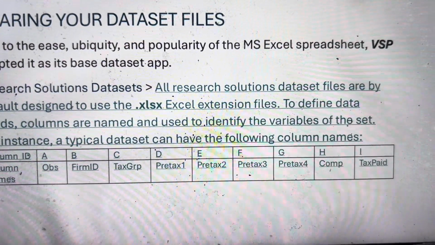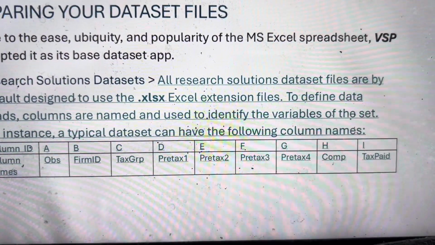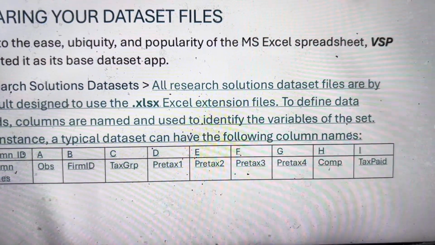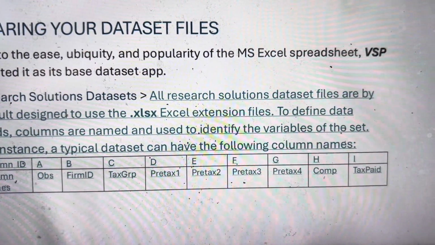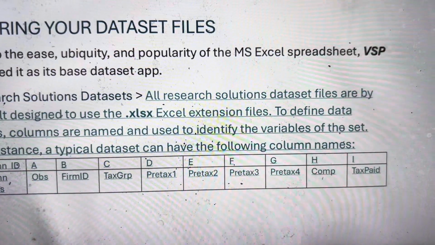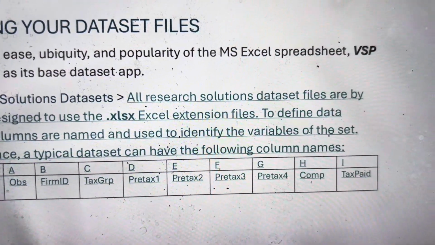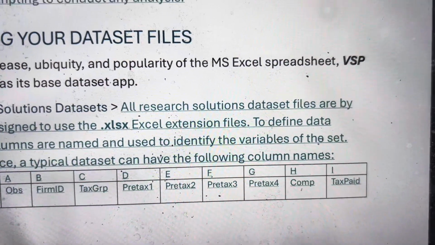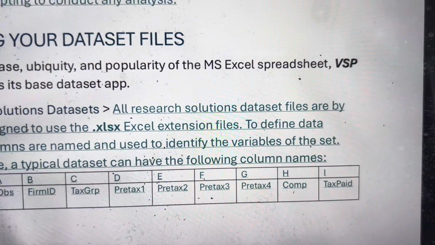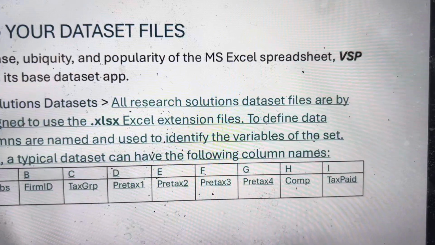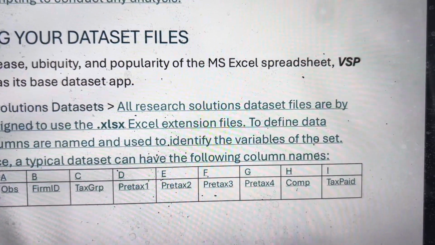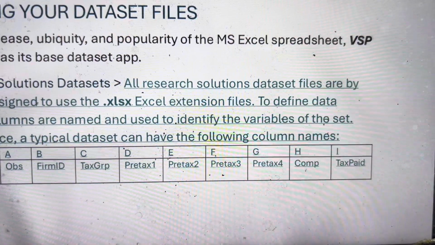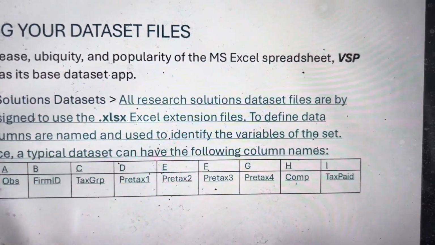The fourth column is D, and that is for pre-tax 1. Fifth column is pre-tax 2. Sixth column is pre-tax 3. Seventh column is pre-tax 4. Eighth column is comp, which means compliance. Then the ninth column is tax paid.